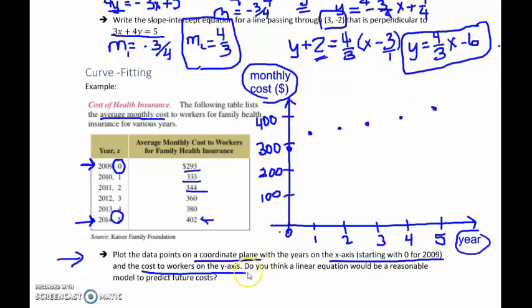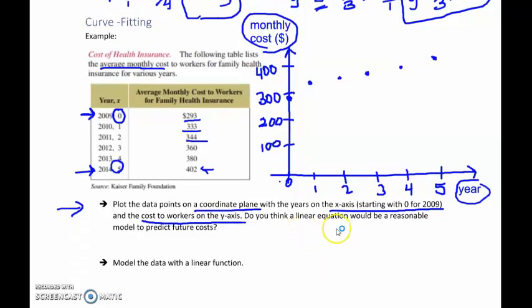Okay, so the question that this first part ends with is, do you think a linear equation would be a reasonable model to predict future costs? So based on this data, what this is asking is, does it seem like this is following a line? So if we connected these dots, do you see how that's almost a line? It kind of has a little bit of a tail here, a little bit there, but yeah, I would say that's pretty close to a line.